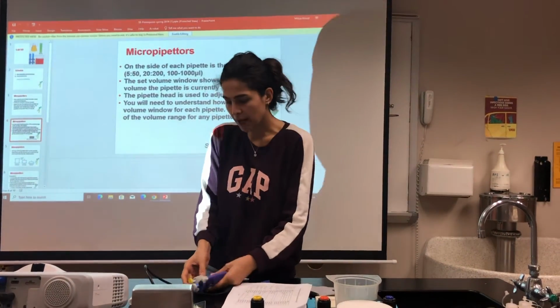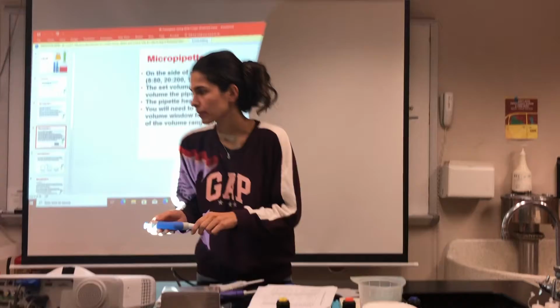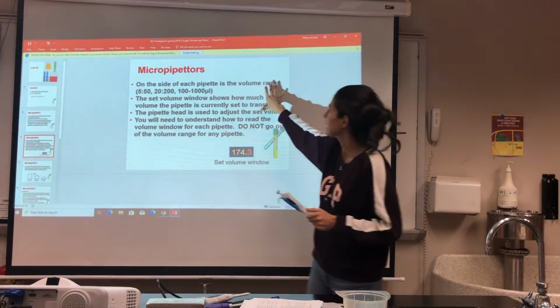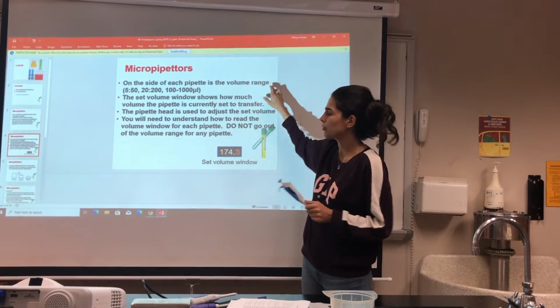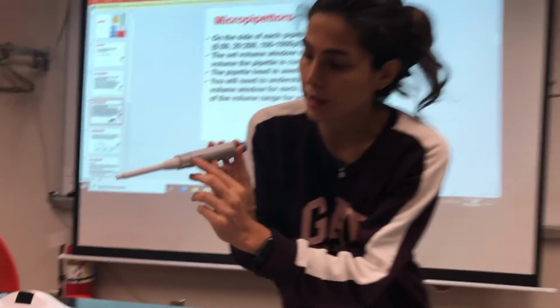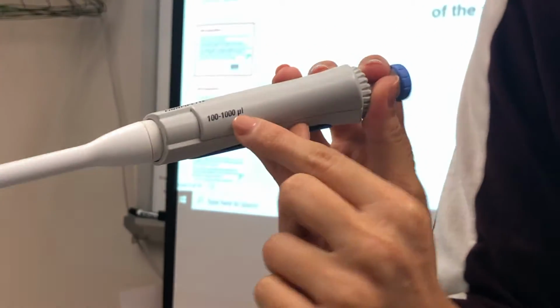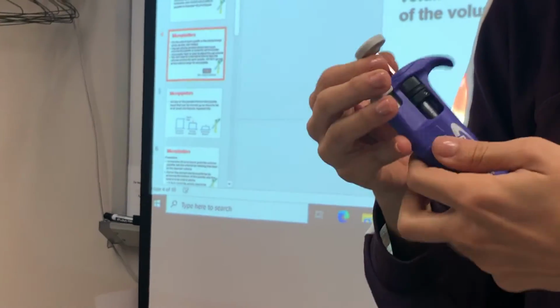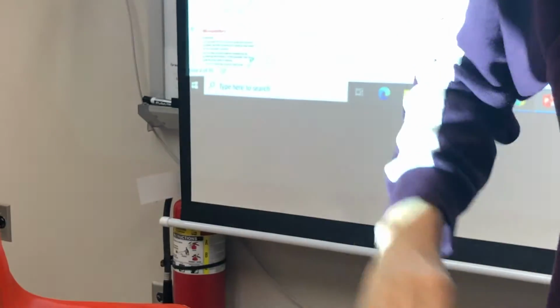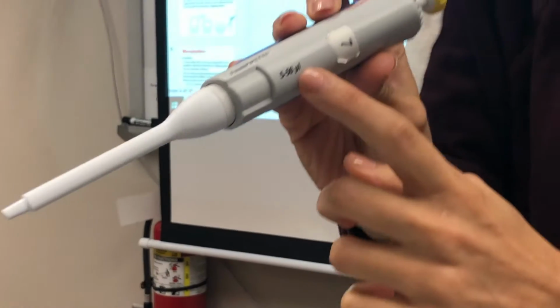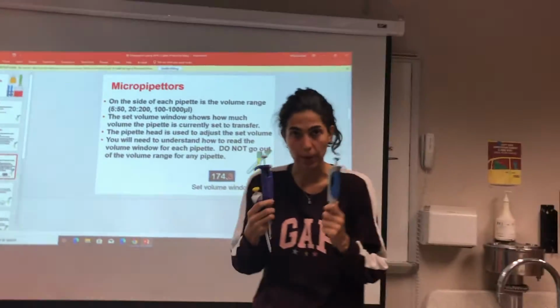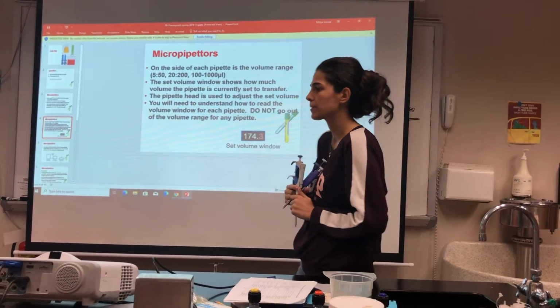On the side of each pipette, you can see the volume range. So here is 100 to 1000 microliter. This one is 20 to 200 microliter, and this one is 5 to 50 microliter. First, you have to know what is the range of your micropipette when you want to transfer the liquid.